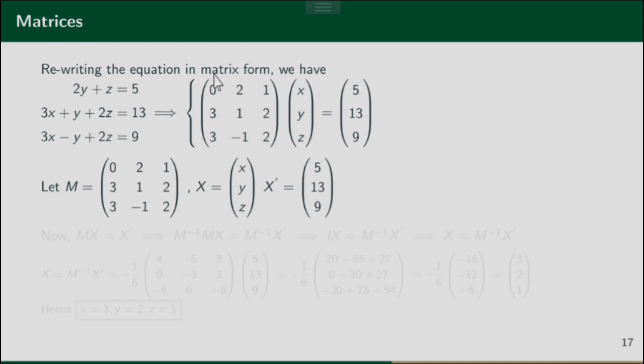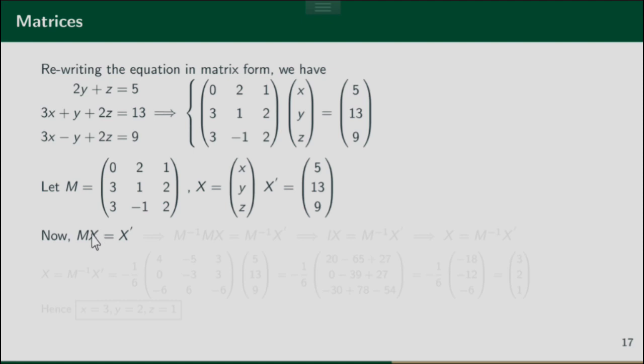Let M be equal to this matrix. And then notice that this M is the same as the matrix whose inverse we looked for. Now let me call X the matrix formed by x, y, z, and let X prime be the matrix formed by their results, 5, 13, and 9. So I have M, which is this matrix, multiplied by the matrix X equals X prime.